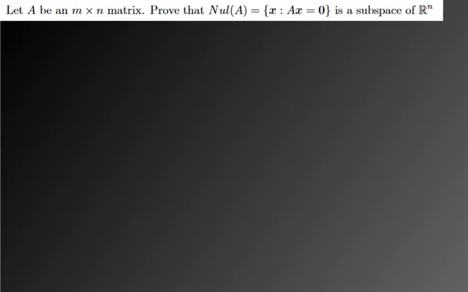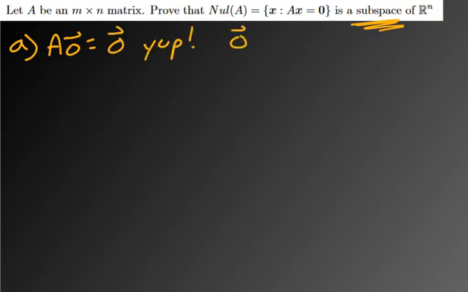And it's really important you know the definition of a subspace. One of them was that the zero vector is in the space. So kind of condition A, note A times the zero vector equals the zero vector. Yep. The zero vector is part of the null space of A. Sort of trivial, but really important. If you don't have zero in there, you're not going to be able to do a lot of nice linear algebra stuff.